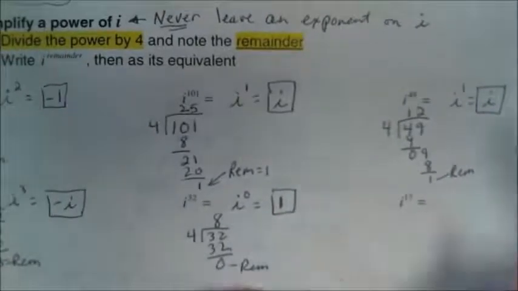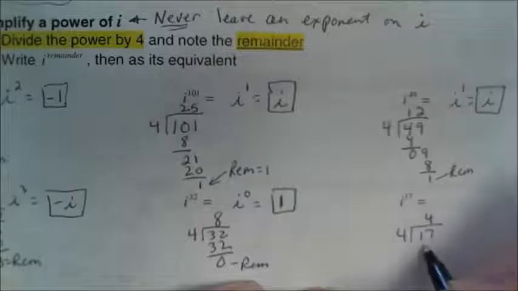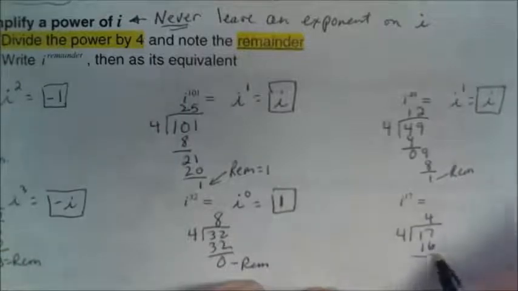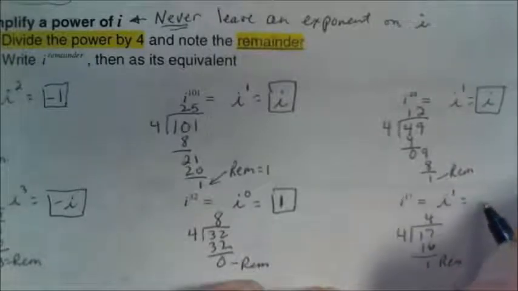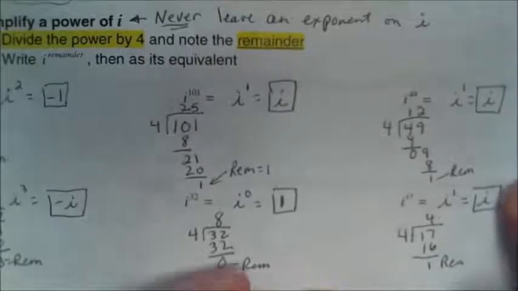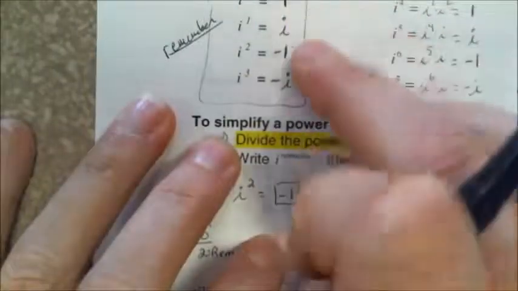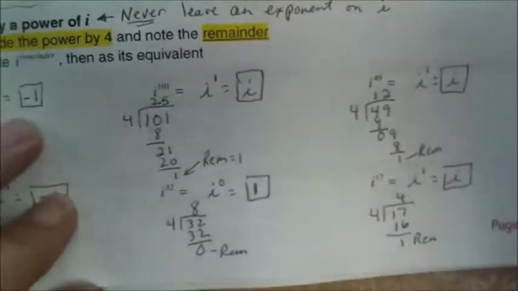And the last example, how many times does 4 go into 17? 4 times 4 is 16, subtract, and you get a remainder of 1. So I to the 17th is I to the 1, and I to the 1 is equal to I. So the answer to all of these questions is going to be either 1, I, -1, or -I, depending on what the remainder is after you divide by 4.